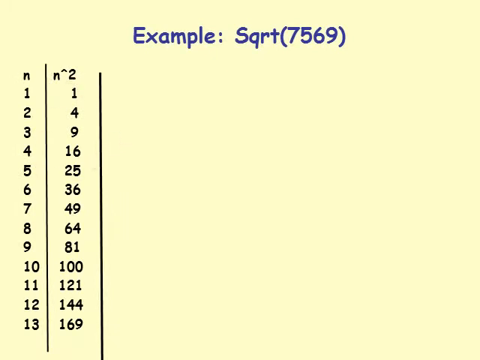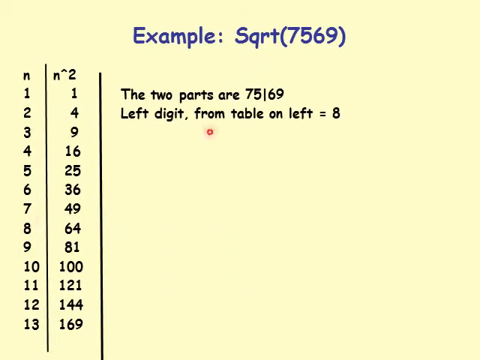So here's my cheat sheet again. Next example is 7569. We split it into 69, two digits on the right, everything else on the left. On the left we have 75, it's between 64 and 81, so the left digit is 8. The right digit is 9, which means the right digit is either 3 or 7. So the right digit has two options here, 3 and 7.